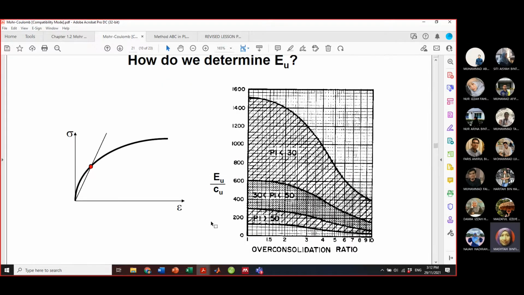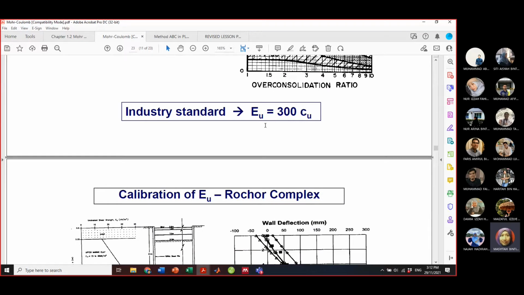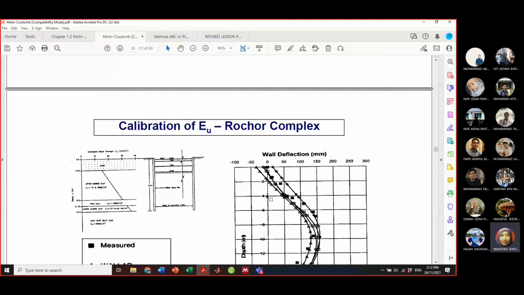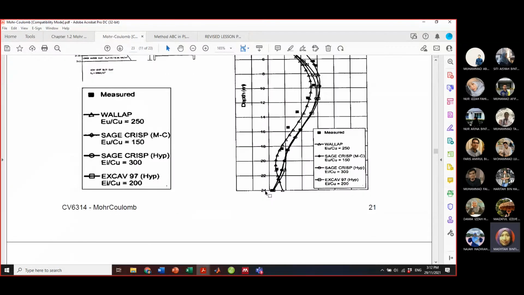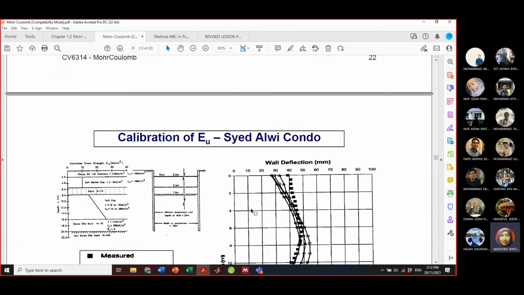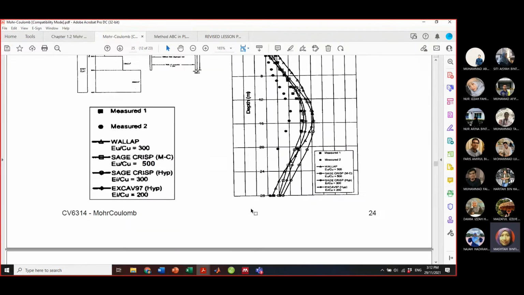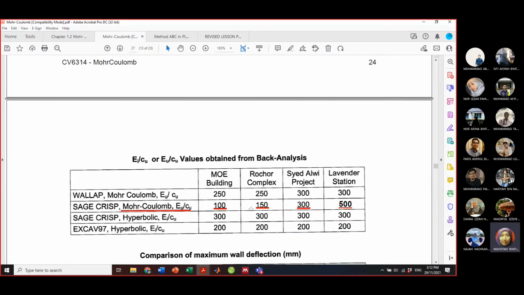Okay, how do we determine EU ni? EU ni pun dia boleh guna some relations, EU sama dengan 300 CU, ataupun you boleh menggunakan any other typical finding from published articles, published result. Dalam Plaxis tu sendiri dia dah ada manual tau untuk you baca what is the E untuk yang modulus, kemudian what is the new Poisson ratio.